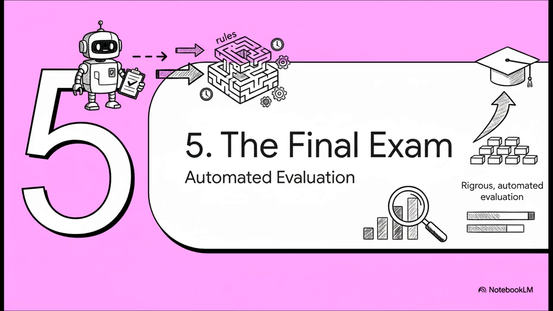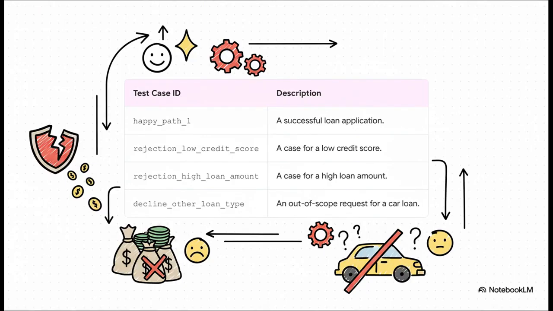Now, for the most important part of all, the final exam. We need to prove that this thing is reliable, and the way we do that is with a really tough, automated evaluation. And these are the exam questions. The evaluation process runs our AI through a bunch of different pre-scripted conversations. You've got the happy path. That's a perfect standard application.